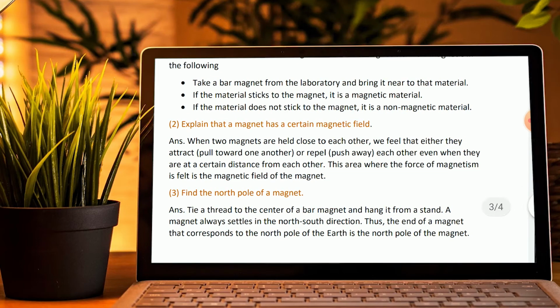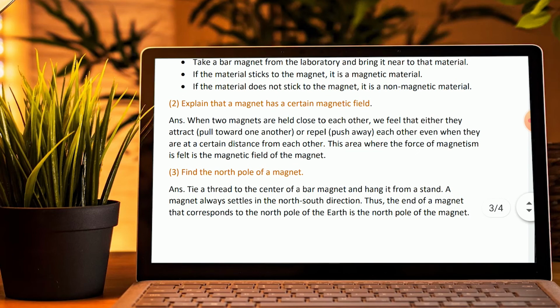Third, find the north pole of a magnet. Answer: Tie a thread to the center of a bar magnet and hang it from a stand. A magnet always settles in the north-south direction. Thus, the end of the magnet that points to the north pole of the earth is the north pole of the magnet.